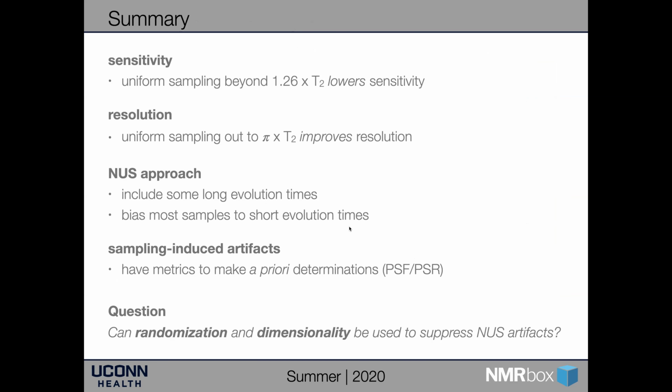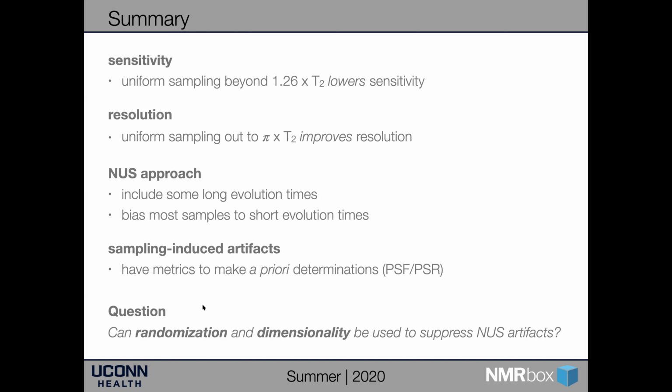So to summarize what we've looked at so far in terms of sensitivity, uniform sampling beyond 1.26 times T2 is going to lower our sensitivity. Resolution for uniform sampling out to pi times T2 is necessary to get the maximum resolution. But with NUS, we're trying to strike a balance where we want to include some long evolution times, but bias most of our samples to those short evolution times.